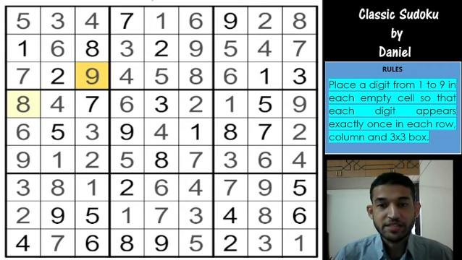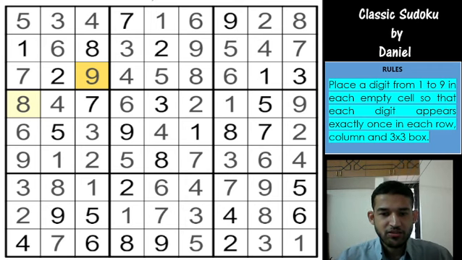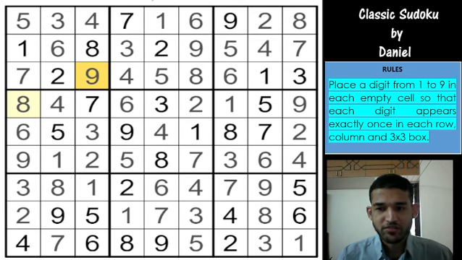We used X-Wing at the very start, but I don't think it really helped us. We eliminated the 7 from here. And then I think we used some coloring, or did we use the Finned X-Wing? So we did some coloring, I think, and eliminated some possibilities of 4 and 6, which also didn't help us. Then we saw a Finned X-Wing, which eliminated the 1 from here. And finally, we saw a chain, which helped us complete the Sudoku.